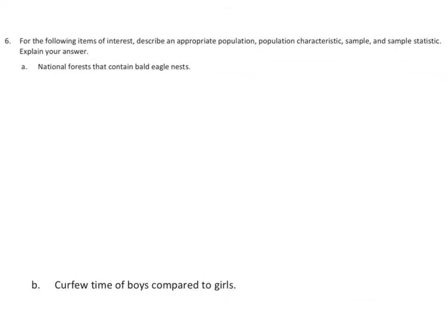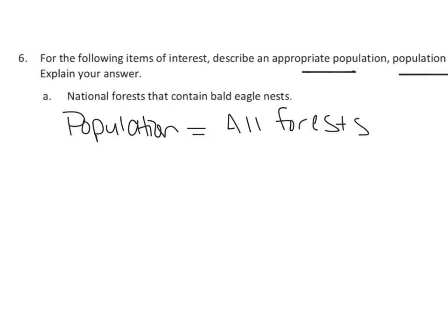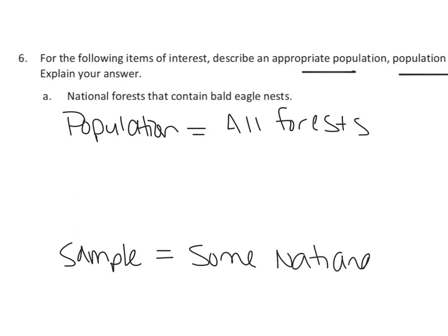The last thing I want to talk about is samples and population. It says for the following, describe an appropriate population characteristic, a sample, and a sample statistic. So the first question says national forests that contain bald eagles. A good population for this example would be all national forests. A good sample would be only some national forests that I selected, randomly of course. We're analyzing bald eagles' nests.